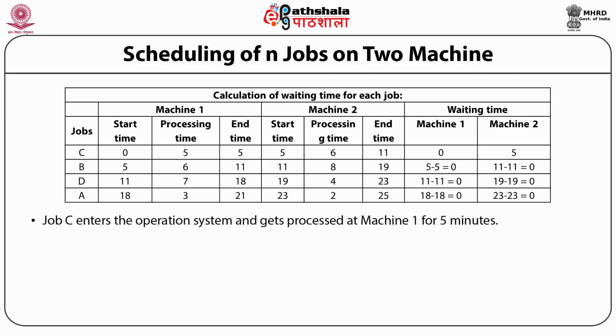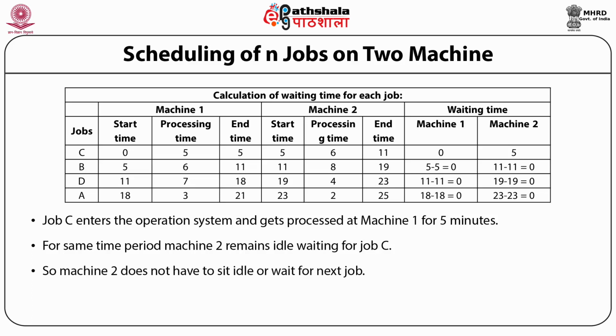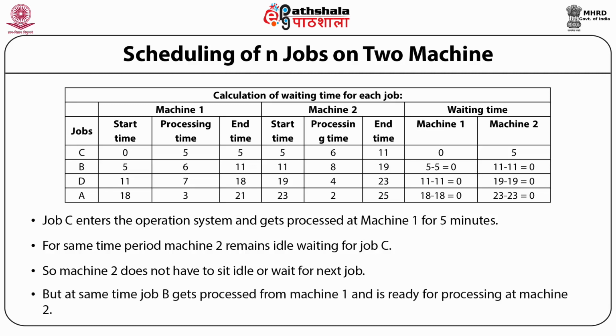Job C enters the operation system and gets processed at machine 1 for 5 minutes. For the same time period, machine 2 remains idle waiting for job C. When job C gets finished after 5 minutes, next job, that is job B, enters the system. So machine 2 does not have to sit idle or wait for next job. Machine 2 gets free after processing job C after 11 minutes. But at the same time, job B gets processed from machine 1 and is ready for processing at machine 2.